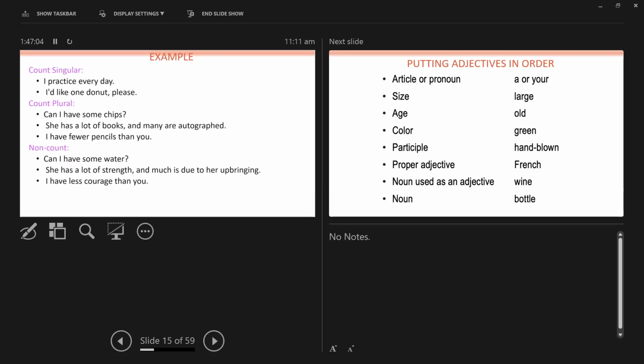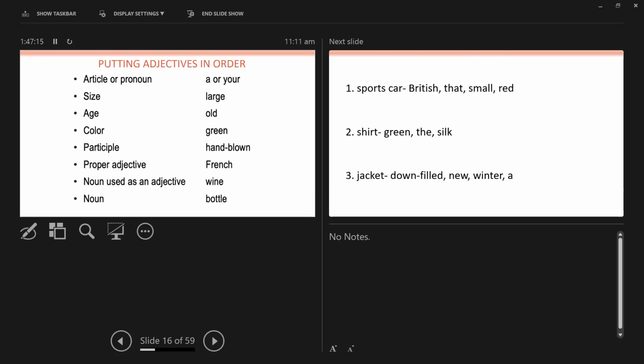Okay? And then we have, I have less courage than you. Courage is a noun, right? And it's a non-count noun, so we use the quantity adjective less. In order for you to know the order, kasi sabihin natin marami nang adjective na naisip. So, ano ba dapat yung pagkakasunod-sunod?